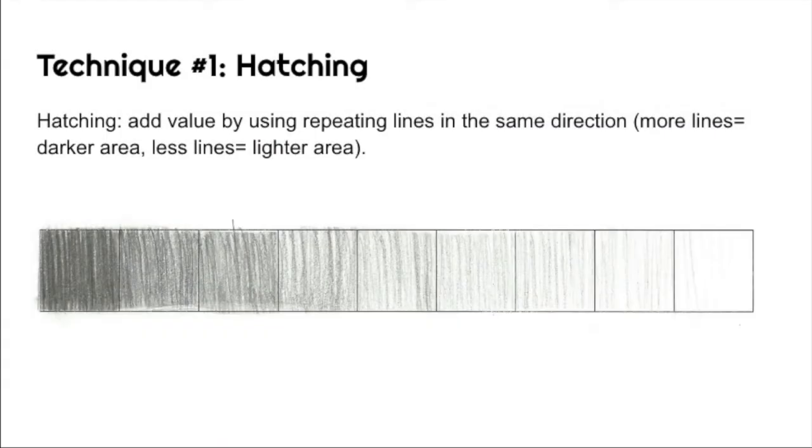The next technique we're going to look at is called hatching. It is when you add value using repeated lines in the same direction that are side by side. So you can do vertical lines here, you could do diagonal lines or horizontal lines. You want to make sure that you note that as you are going along, again, if you do more hatching, it will become darker and less will be lighter.